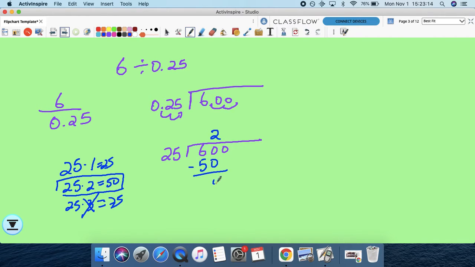Subtract. 6 minus 5 is 1. Bring that down. Now it's 25 goes into 100. Well, 25 times 3 is 75. Let's try 25 times 4. 25 times 4 is 100. Perfect. So our answer is 24.